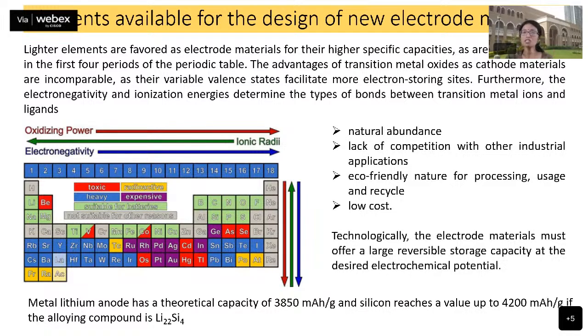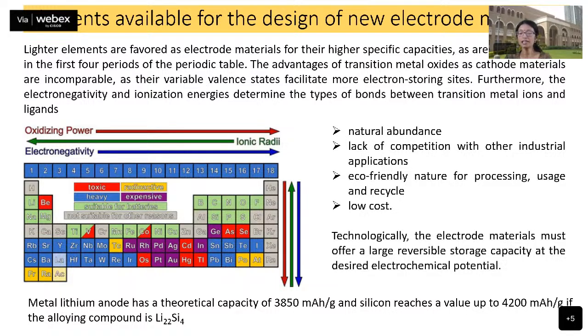Then a few more factors which we'll discuss in detail in the coming slides. The electronegativity and ionization energy, which determine the type of bonds between the transition metal ions and ligands. That is also very important when we are designing good electrode materials for batteries. So a few points which we generally consider good from the industrial point of view, from the practical application point of view, from the commercial aspect, are natural abundance, lack of competition with other industrial applications, eco-friendly nature for processing, usage as well as recycling, and low cost.